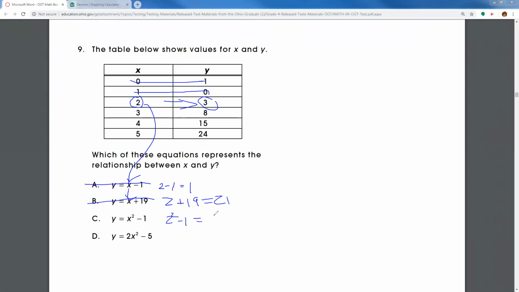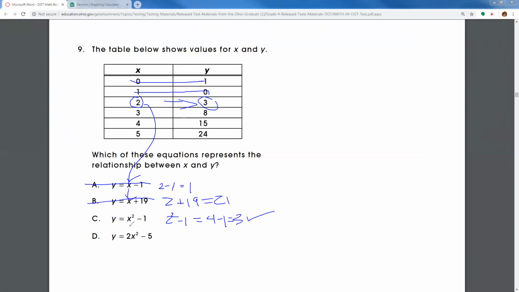Minus 1. Nope. Well, what's 2 squared? What does 2 squared tell you to do? Multiply 2 times 2. So 4 minus 1 is 3. Yeah, this one does work.